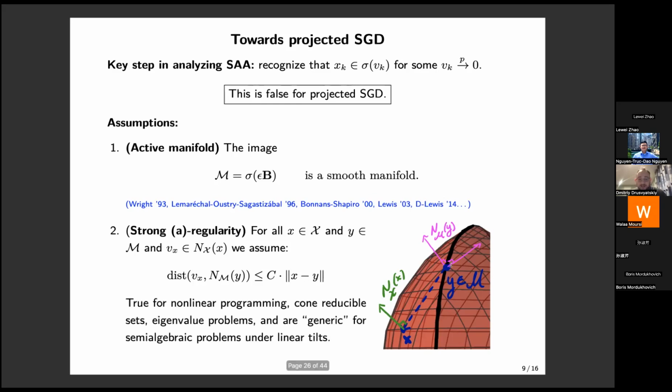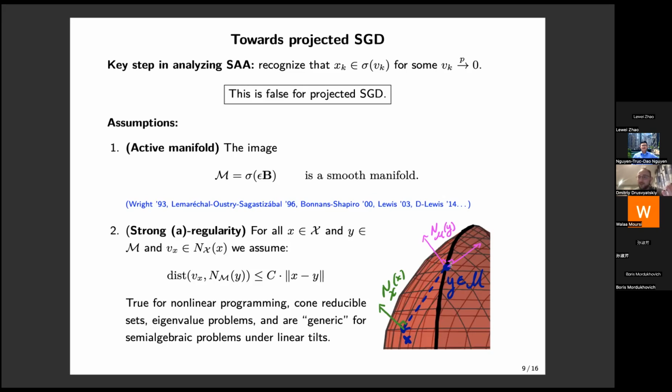That's the assumption. And this condition we developed in great detail in an earlier paper, and it's true automatically for nonlinear programming. It's true for cone reducible sets in the sense of Shapiro. It satisfies an eigenvalue lifting property, so it's true for typical eigenvalue problems, eigenvalue sets, and in fact they're generic in the sense that if it's not true for your problem, if you shake your problem a little bit, then for almost every little perturbation, this will hold at every optimal solution. Your data is semi-algebraic, whatever. So it turns out to be a very reasonable assumption.